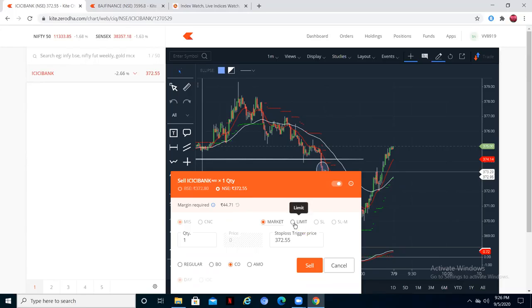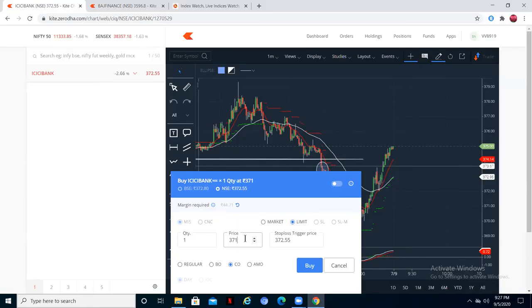The second option is limit. You can place a limit order as well, but that has a catch. In case you are selling a stock, you can only place a limit on a price which is higher than the current market price. The current market price here is 372.5, so I can only place a limit at 373, 374 and so on. And in case you are buying, you can only place a limit at a price which is lower than the current market price, that is at 372, 371 and so on.